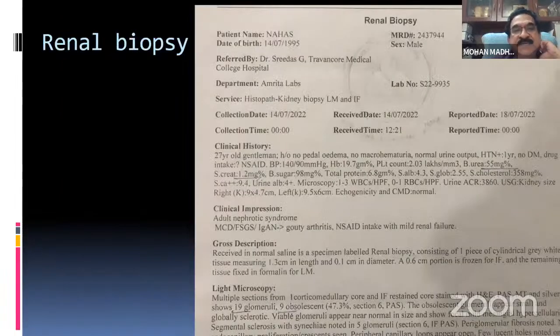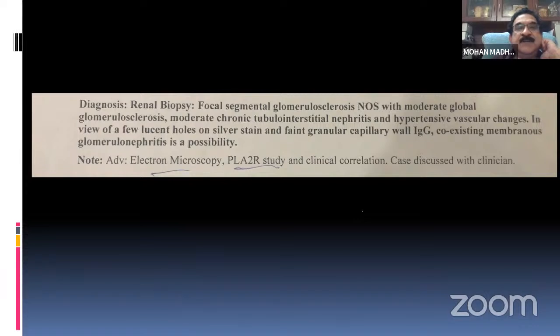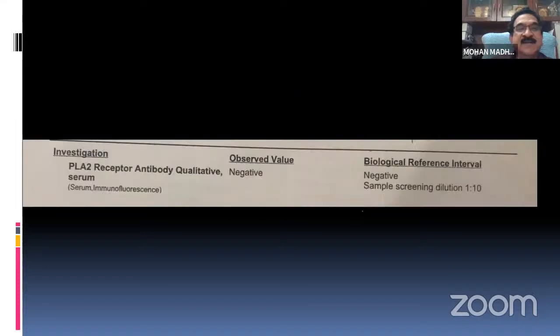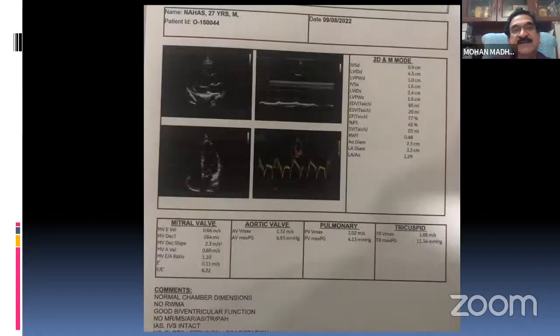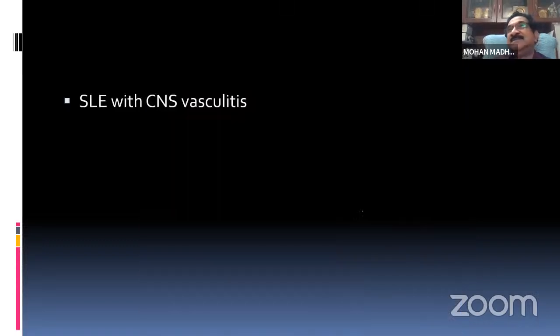Then a renal biopsy showed focal segmental glomerular sclerosis, NOS, with moderate global glomerular sclerosis. I don't know all these things. Anyway, PLA2R study is advised. The PLA2R receptor antibody was negative. Don't ask me what these things are. Anyway, he has got renal involvement as well. This is the cardiac echocardiogram, which is normal. So it's SLE with CNS vasculitis. I'm seeing SLE in a male person of young age for the first time.